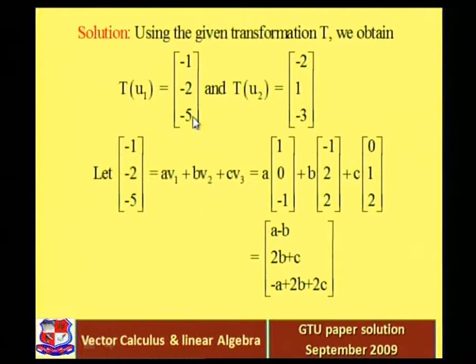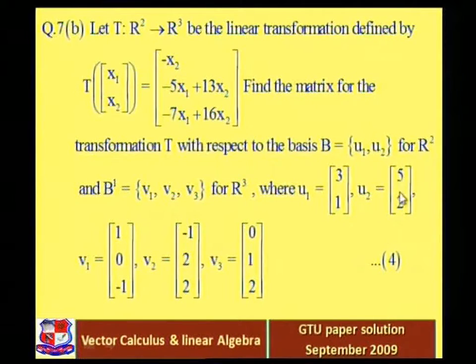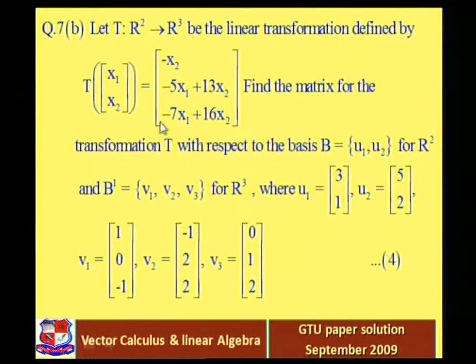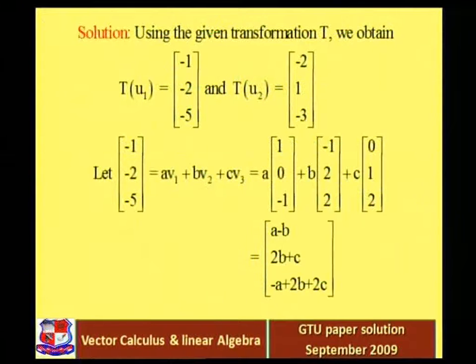Then find T of u2, that is, put the values 5 and 2 instead of x1 and x2. The first entry is minus 5 into 5, minus 25, plus 13 into 2, plus 26, so minus 25 plus 26 is 1. Then minus 7 into 5 plus 16 into 2, that is minus 35 plus 32, so that is minus 3.